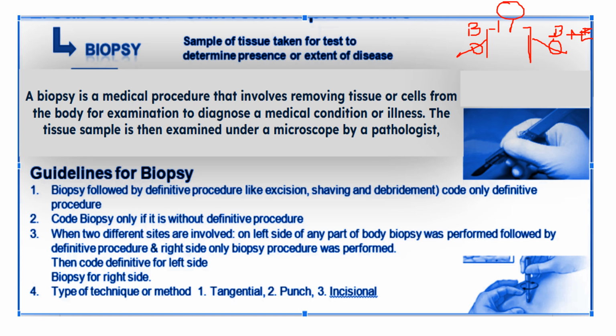For the right side, I am going to code the biopsy, and for the left side, I am going to code only the excision, not the biopsy, because on the same site there was a biopsy plus excision, and the guideline says that if the biopsy is followed by a more definitive procedure, we code only the definitive procedure and do not code the biopsy. This is very important. In this part of the integumentary section we are going to learn three different biopsies: tangential, punch and incisional biopsy.